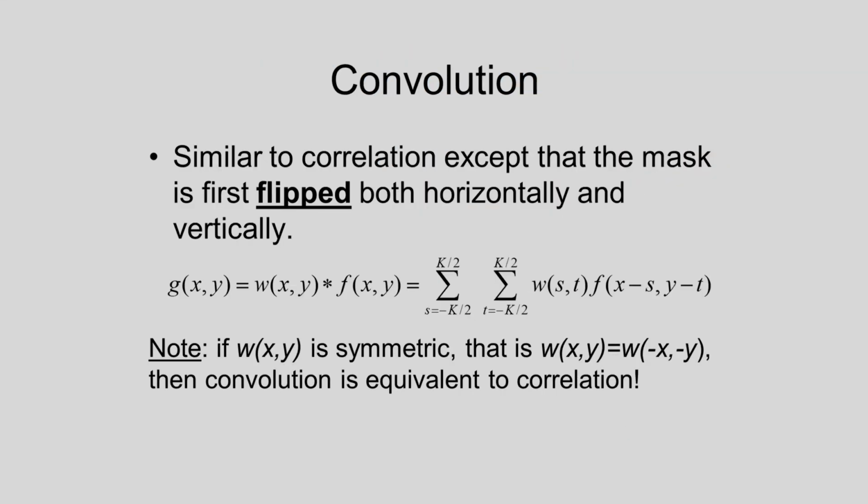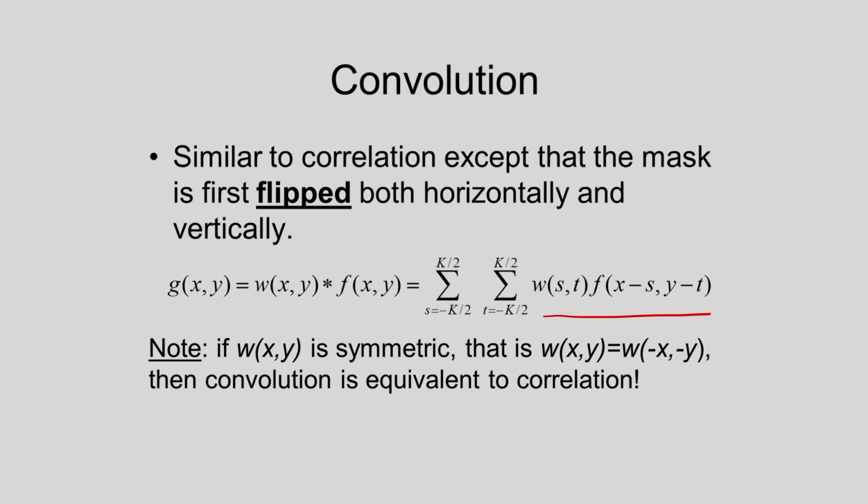And what is the convolution? In the convolution, the mask is first flipped both horizontally and vertically. That operation I have to do for the convolution. So the mask is first flipped both horizontally and vertically, and you can see here, and after this the operation is very similar to the correlation. The only difference is that the mask is first flipped both horizontally and vertically.